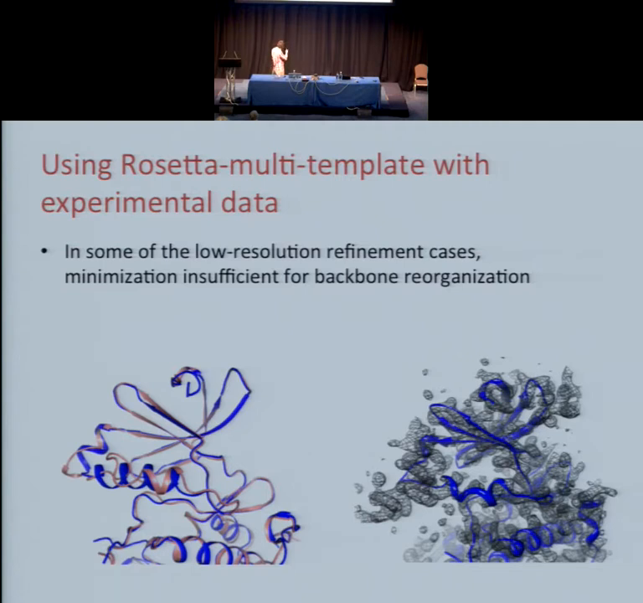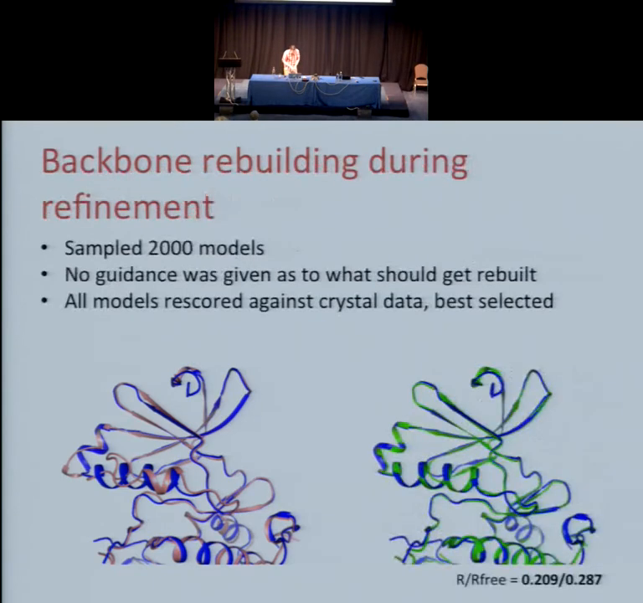Kind of the structure's pretty much correct, except locally there are these fairly large changes from the template to the target structure. Through minimization alone and sidechain repacking, they're just not able to go from the structure in salmon to the structure in blue. But by doing this multi-template modeling approach, mainly the fragment stitching approach, we're able to make these fairly large-scale backbone changes.